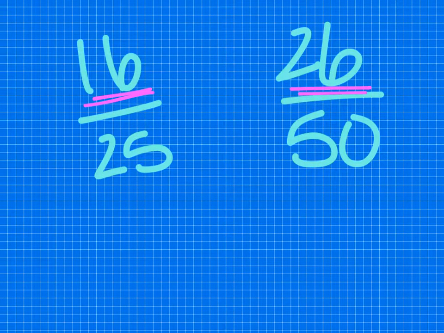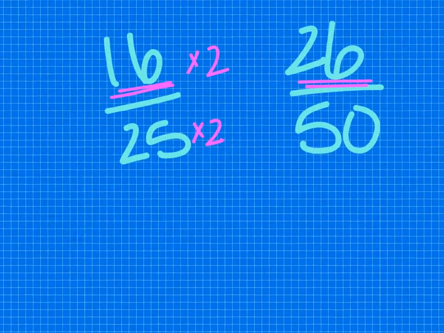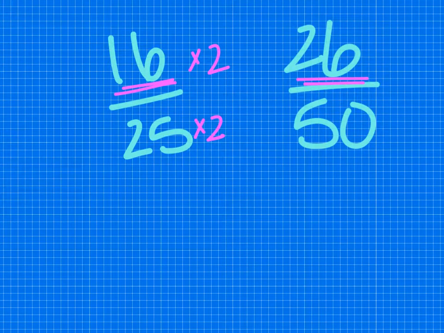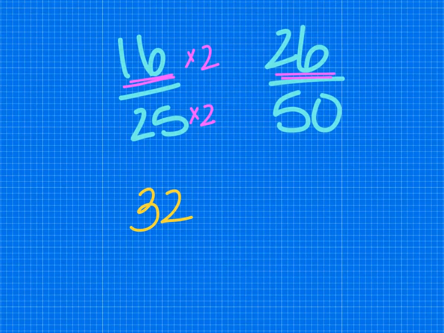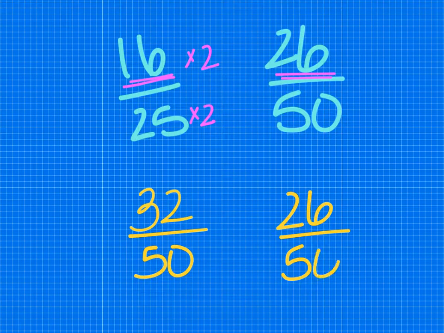So to get the same denominator, I see that 25 and 50 are what I'm working with. Now, I know that if I multiply 25 by 2, I will get 50. But whatever I do to the bottom, I'm going to have to do to the top. So I'm going to have 16 times 2 and 25 times 2. 16 times 2 is 32, and 25 times 2 is 50. And then I have 32 over 50.